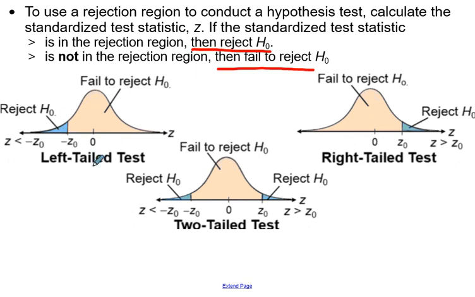So for a left tail test, if you're to the left of that critical z-score, then you're going to be in the rejection region. If it's a right tail test, you're to the right of that critical z-score, you're going to be in the rejection region. If it's a two-tailed test, if you're either to the left of the left critical z-score or to the right of the right critical z-score, then you'd be in the rejection region. Anything not in the rejection region, you would fail to reject the null hypothesis.